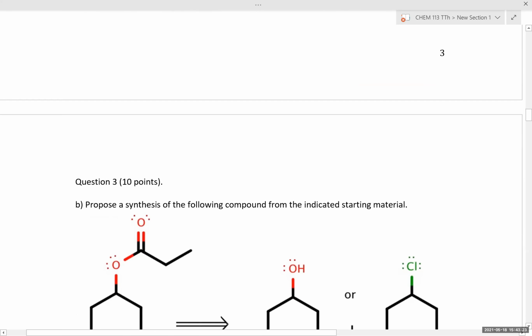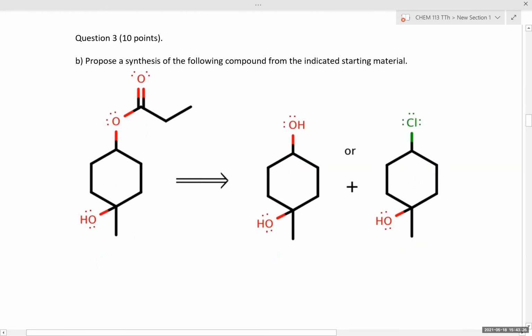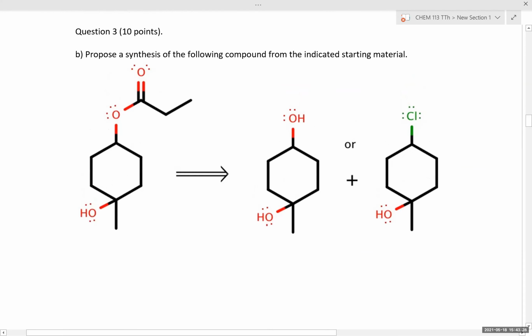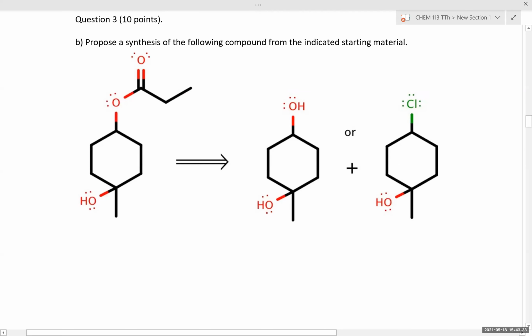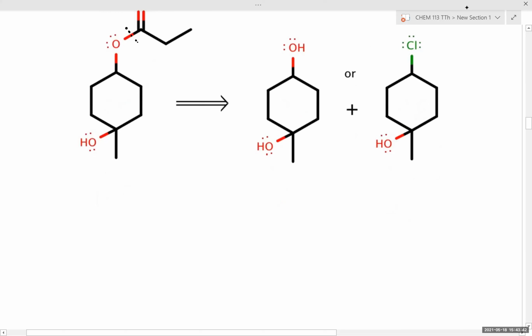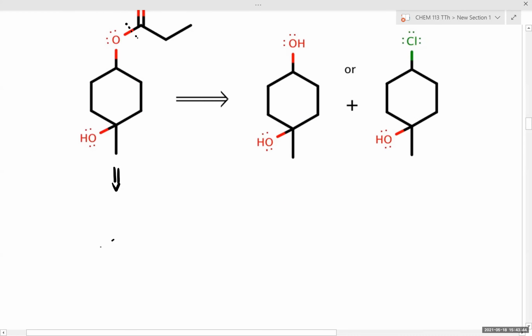Okay, let's look at the next example. In this case, we're asked to propose a synthesis of the following compound from the indicated starting material. This question's a little more tricky than it first looks. So you have the choice between going from the chloride or the alcohol. So if I were doing this, I'd break this bond and prepare this compound from this diol. So we know that in terms of reactivity, if we have a tertiary and a secondary alcohol, which of these alcohols is more reactive?